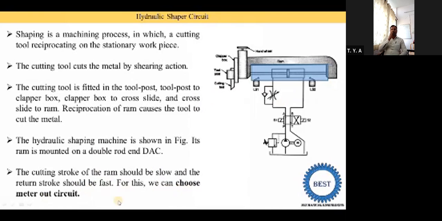We have already studied speed control circuits, in which we studied three types: meter in, meter out, and bleed off circuits. For shaper machines we select the meter out circuit for the retraction stroke. How it is selected, I will discuss later during the working of the hydraulic shaper circuit.